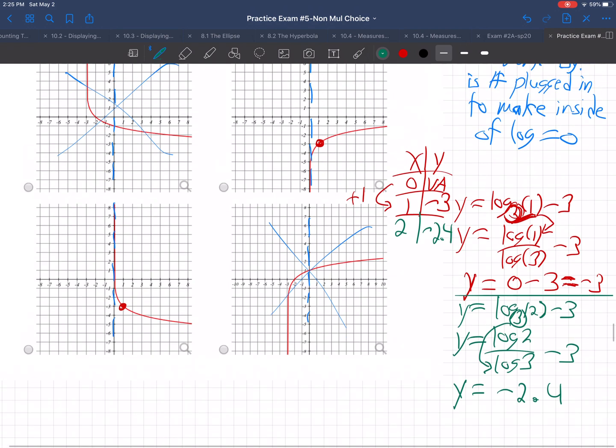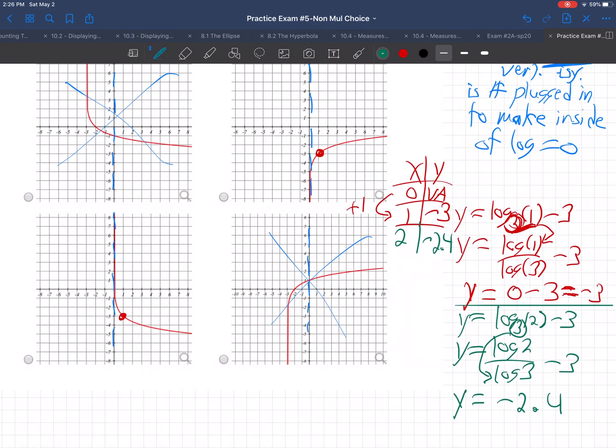Negative 2.4. So over 2 down 2.4. That would be about right there. Over 2 down 2.4. That graph looks wrong. It's not hitting it. Over 2 down 2.4. Perfect. See how that one hits it? Over 2 down 2.4. That one hits the dot perfect. So that's our right graph.